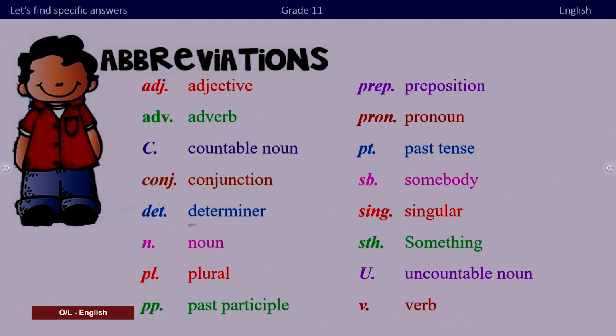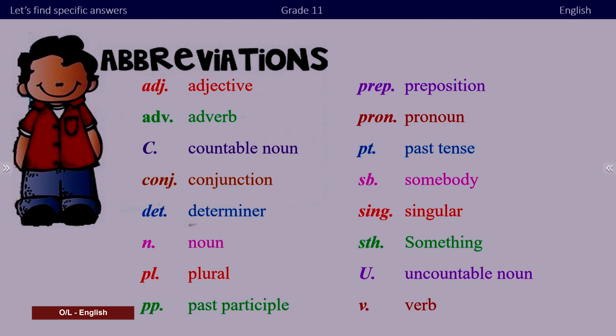For countable noun, you would come across a capital C. For conjunctions, you would definitely see the letters CONJ. And for determiner, it's DET. Noun, a simple N. Plural form, PL. Past participle, you see a double P in simple once again. Preposition, it's the word prep or PREP. Pronoun, pron, PRON. Past tense, you see P and T.